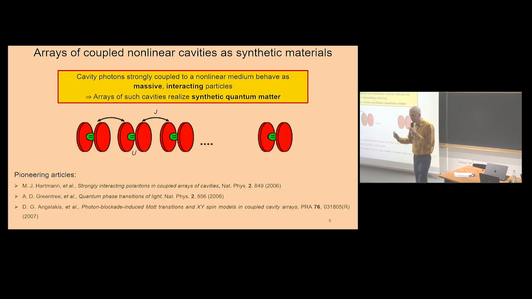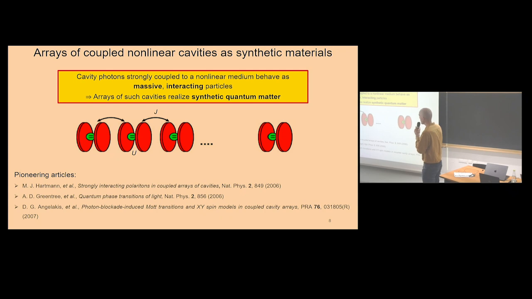Okay, so the question is, can we realize 2D arrays of interacting particles using light? And one answer is yes, and I'm citing here a series of articles published around 2006 and 2007 that gave one possible avenue to implement such things. What they said is, if you take cavity photons, so you confine photons into a cavity that is coupled to a nonlinear medium, here this kind of two-level system in this cartoon picture, then the photons will behave as massive and interacting particles. This is what Jacopo already explained in the previous talk.